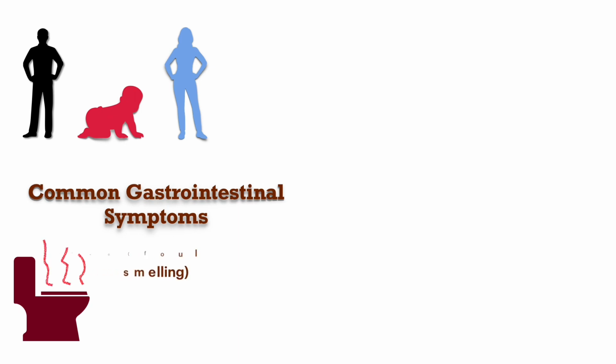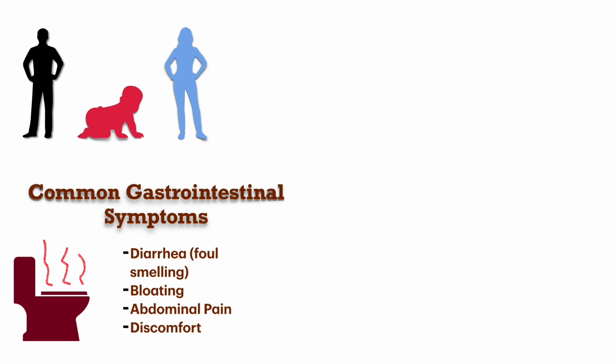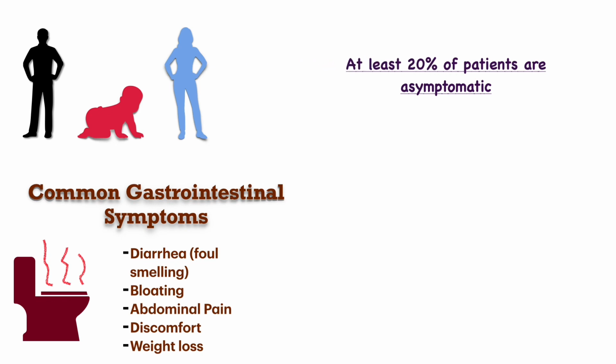That's the most common presentation, and that can present itself as diarrhea, which can be foul smelling, so this can be of any age. Bloating as well can occur. You can have abdominal pain, which is quite vague, non-specific to a certain area, and generalized discomfort. So this is something that can then culminate into having weight loss. At least 20% of patients are asymptomatic. This goes in line with those statistics we were talking about earlier on and those facts.